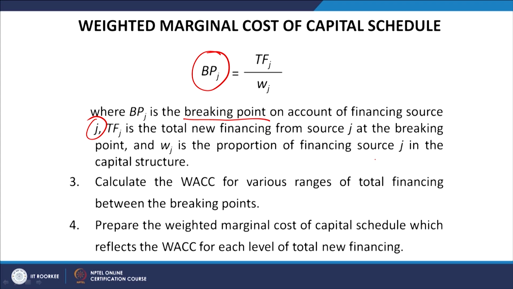TFj is the total new financing from the source j at the breaking point, the total capital coming from source j in the new capital structure, and Wj is the weightage of that particular source j in the proposed capital structure of the firm. So you have to determine the breaking points, the upper limit or maximum capital we can raise for different projects. With regard to equity, preference capital and debt capital we have to work out the breaking points, and then determine the ranges of raising capital and the respective cost of that capital.